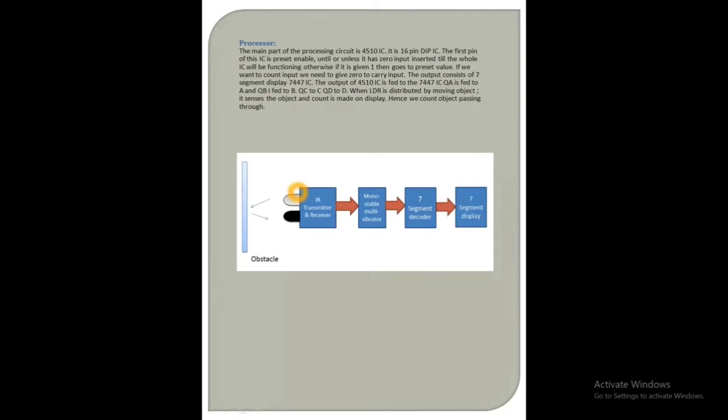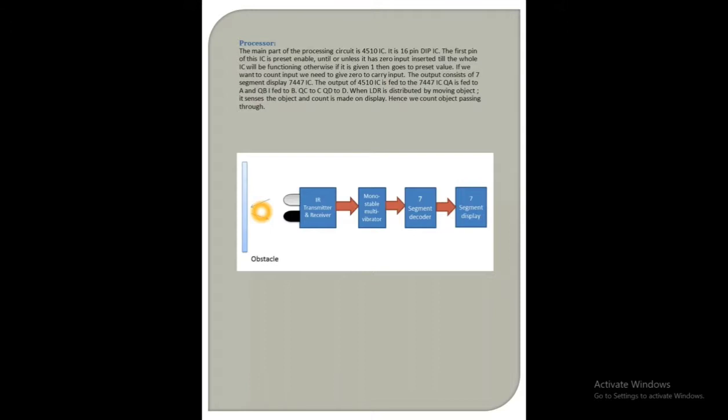So first, the IR LED emits light, and then when the object passes through, it gets detected, and the IR receiver detects the object passing through.